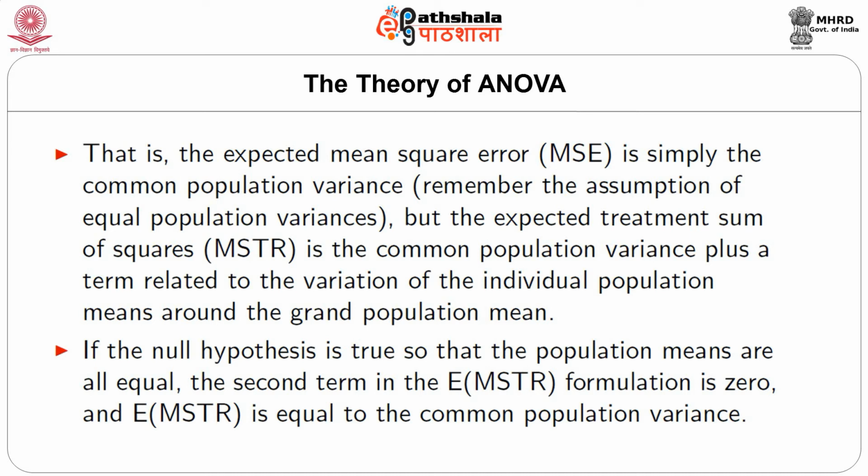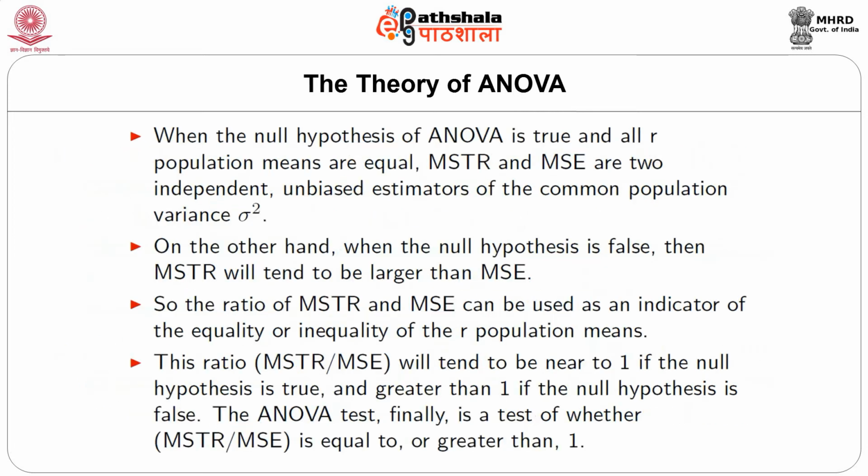If the null hypothesis is true, so that the population means are all equal, the second term in the EMSTR formulation is 0 and EMSTR is equal to the common population variance. When the null hypothesis of ANOVA is true and all r population means are equal, MSTR and MSE are two independent unbiased estimators of the common population variance sigma square. On the other hand, when the null hypothesis is false and possibly the ANOVA assumption is also false, then MSTR will tend to be larger than MSE.